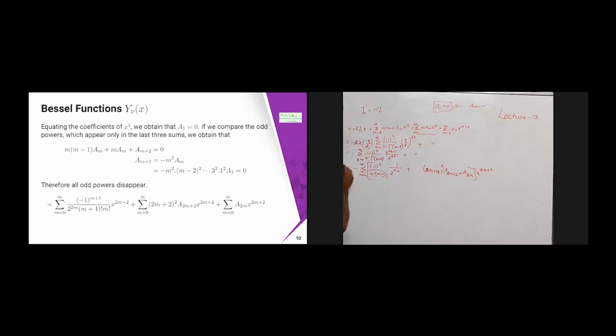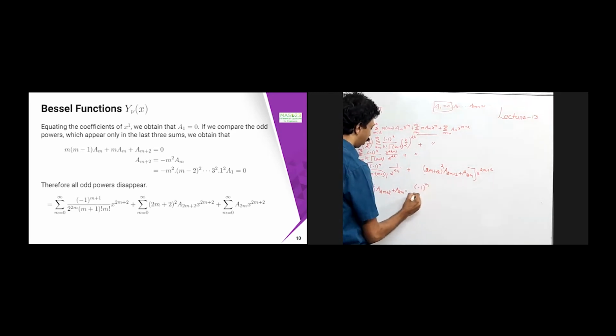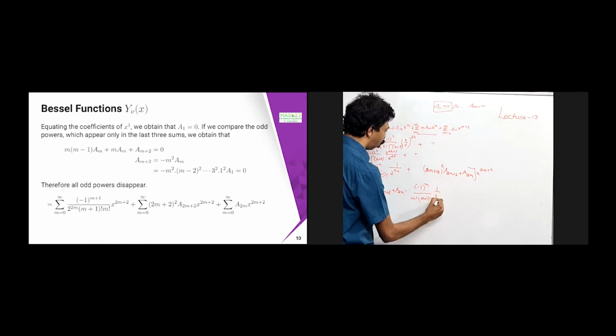Minus 1 power n, n factorial, (n plus 1) factorial, 1 by 2 power n, plus summation (2m plus 2) whole square a(2m plus 2) plus a power 2 is going to come. So this is going to be 0. If this is 0, then each term is going to become 0. Therefore, this implies (2m plus 2) whole square into a(2m plus 2) plus a(2m) equal to minus 1 power m divided by m factorial into (m plus 1) factorial into 1 by 2 power 2m is going to come.